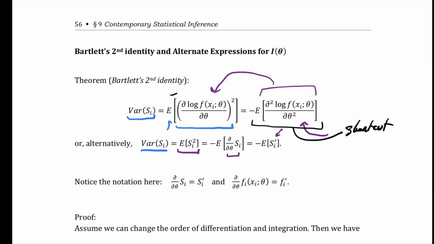And this part here is the official definition of the variance of the score function. So sometimes the shortcut, and this is what we're going to work up to over the next set of lectures, sometimes the shortcut is not equal to the official version.